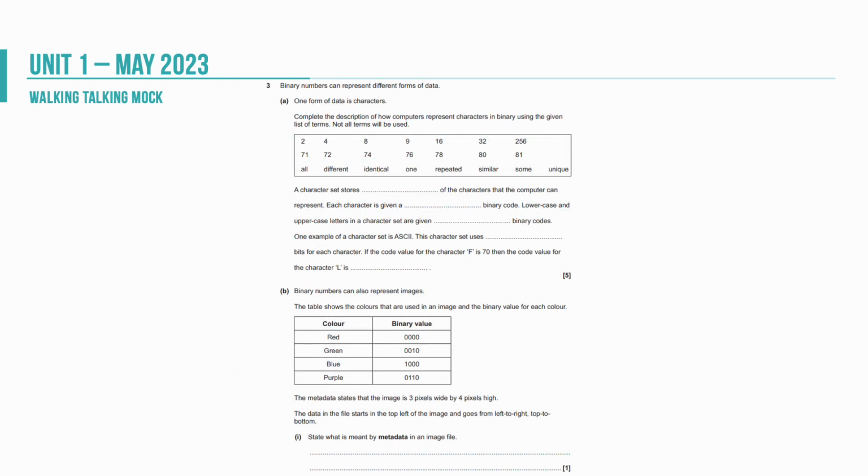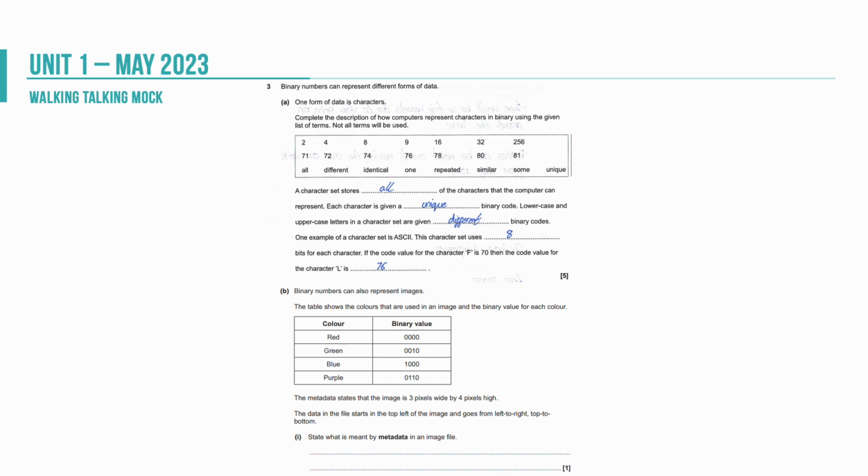I've then got a nice question that's got some fill in the blanks, but is slightly mean and I'm given lots of options to pick for each blank. A character set stores all of the characters that a computer can represent. Each character is given a unique binary code. Lowercase and uppercase characters are given different binary codes. One example of a character set is ASCII.